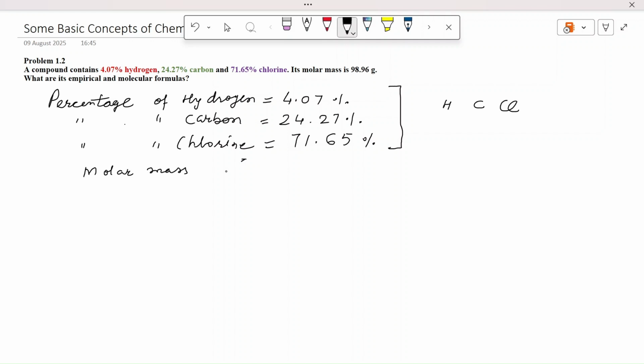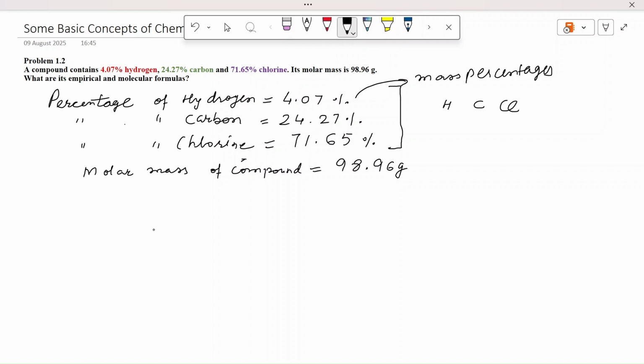One more thing which is given here is the molar mass of the compound, which is 98.96 grams. As we know, we have to convert these percentages, because these are weight percentages, mass percentages. So we have to convert them into mass.